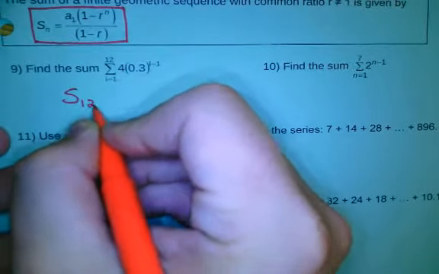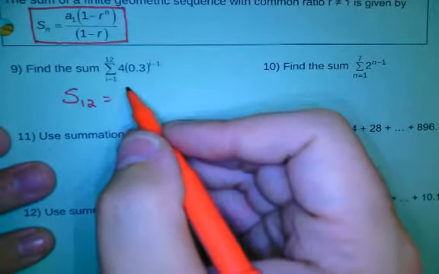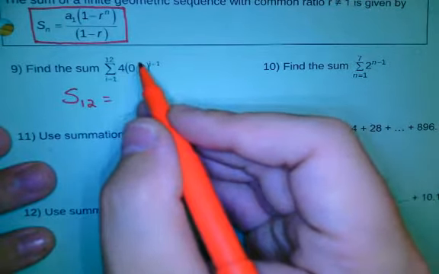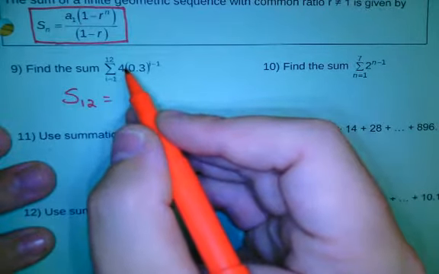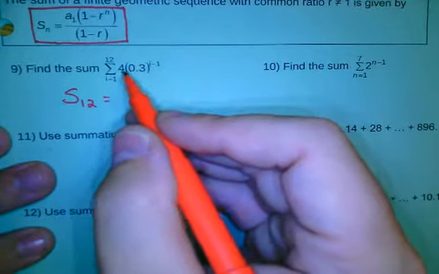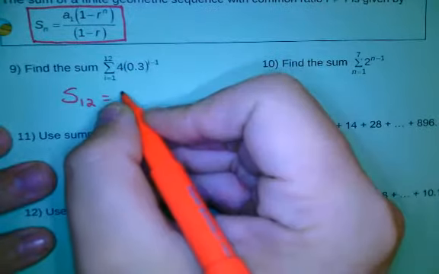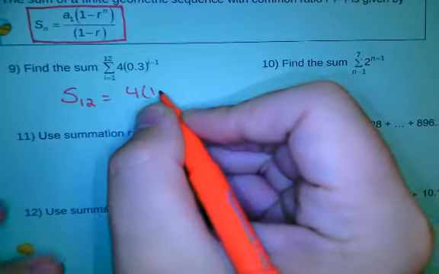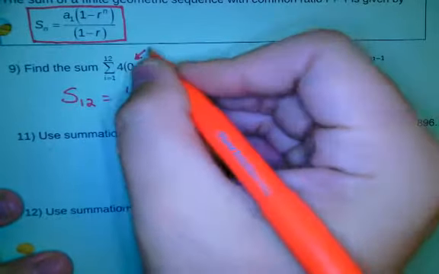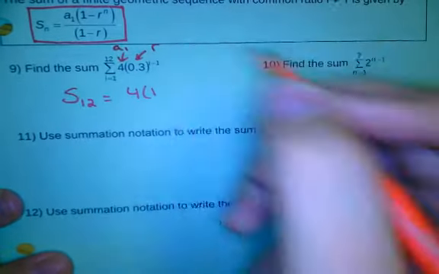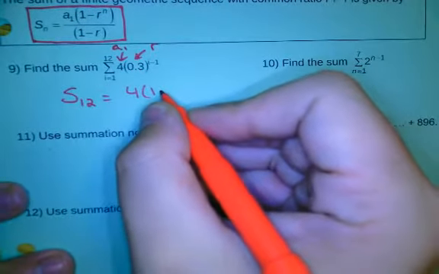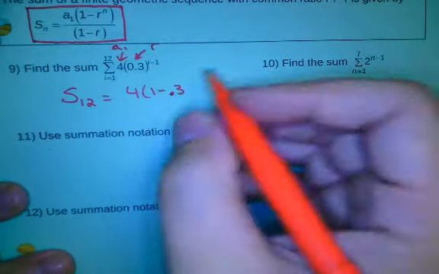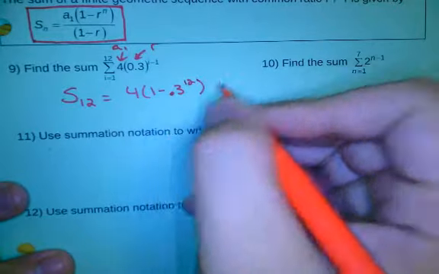So the sum of 12 is going to be, well, what's the first term? Plug in a 1. What do you get? 0.3 to the 0, which is 1, so you're going to get 4. This is already in our nice little formula anyway, so that should be a 4. So it's going to be 4 times, what's r? Right, this is r, and this is a sub 1. So 1 minus 0.3 to the what power? 12.